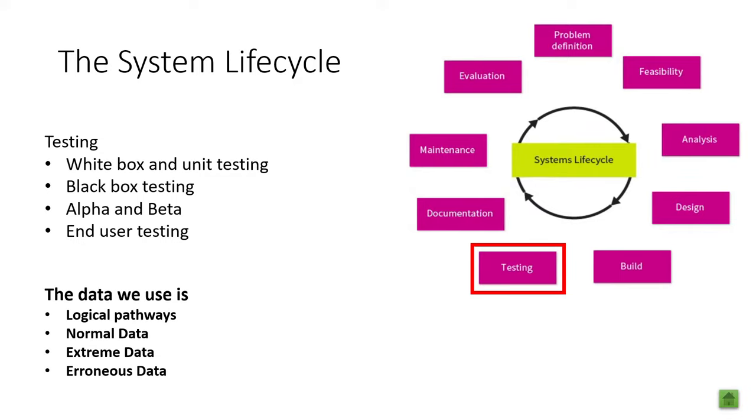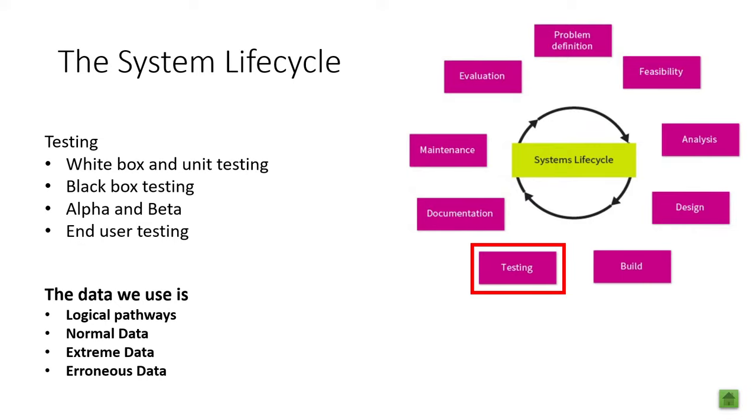So testing, we've got white box and unit testing. We've got black box testing. We've got alpha, beta testing, and end user testing. And with these, you can test using something called logical pathways, which is looking at all the different pathways that the data could go through. Like an if statement has two pathways, true or false. Nested ones go further than that.